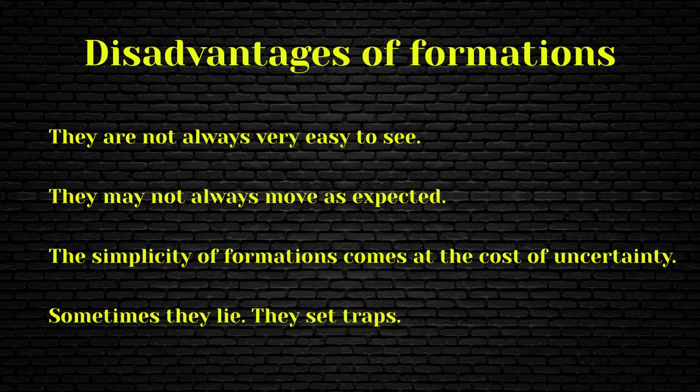Sometimes they lie. They set traps. For example, if the price breaks the pattern resistance upwards with rising volume and you buy in, but then it immediately turns back and causes you a stop loss. This is called a bull trap. A bear trap is when support is broken downwards and then turns upwards. These traps are seen more often in low-volume stocks.